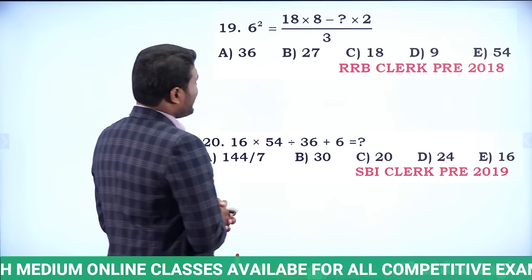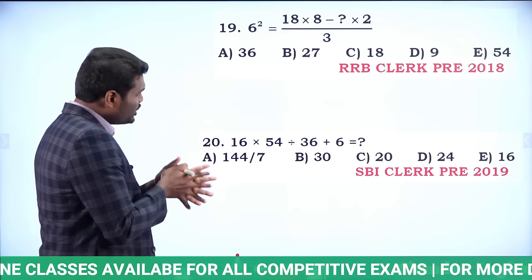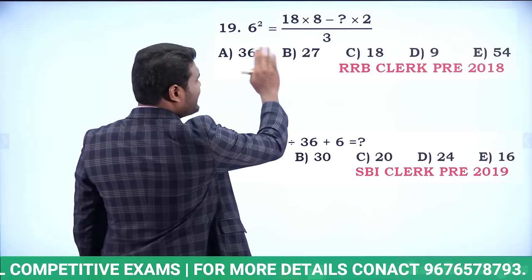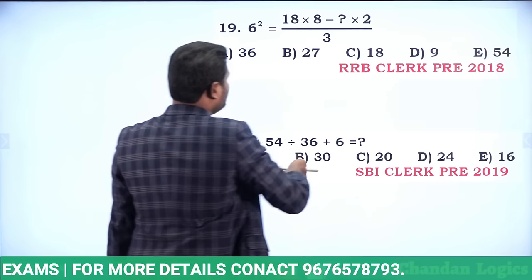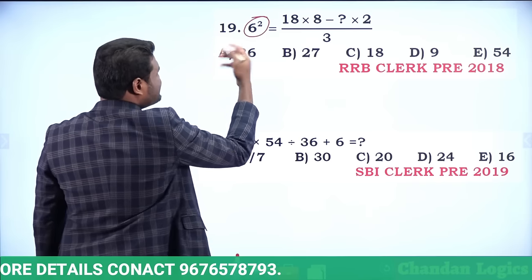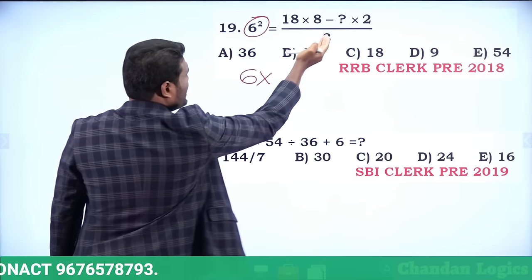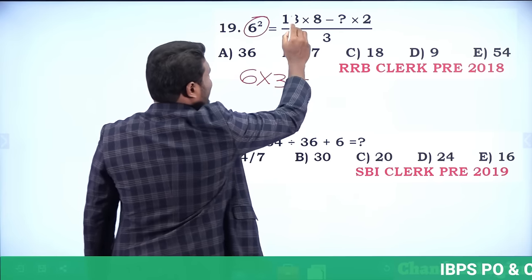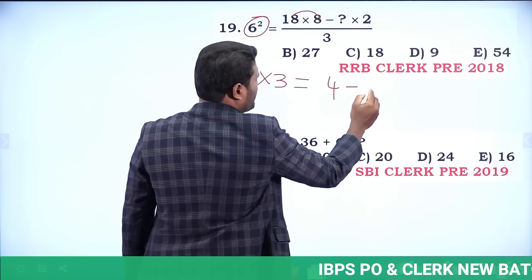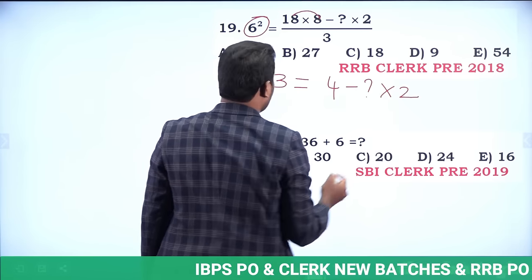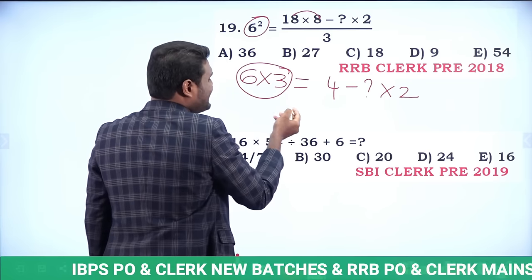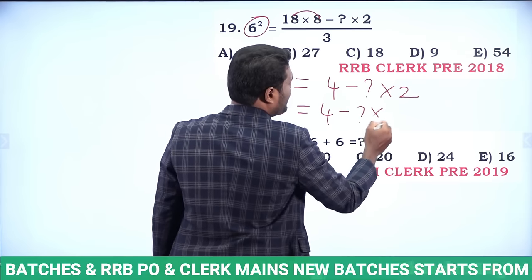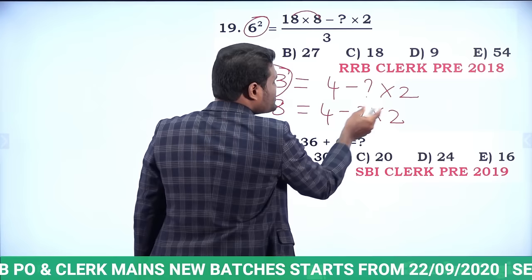6 square equal to 18 into 8 minus question mark into 2 divided by 3. We are asked to find the value of question mark. Now either you can calculate or you can verify the last digit, it's up to you. If you verify the last digit, 6 square is 36, where last digit is 6. This division operation, if it goes here, converts into multiplication. Into 3 is equal to 8 times 64, last digit will be 4, minus question mark into 2. Okay, now look here, 6 times 3 is 18, last digit will be 8, so 8 is equal to 4 minus question mark into 2.